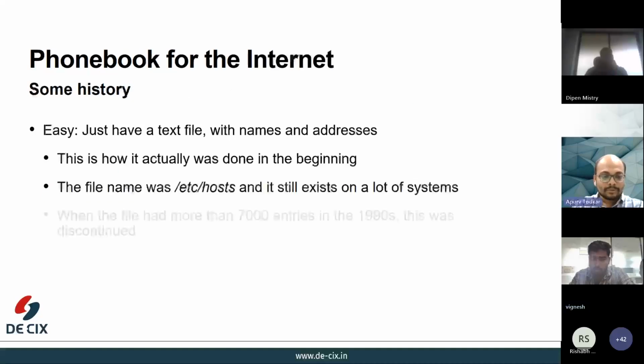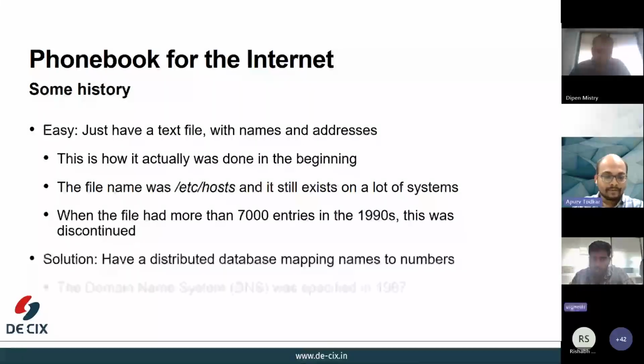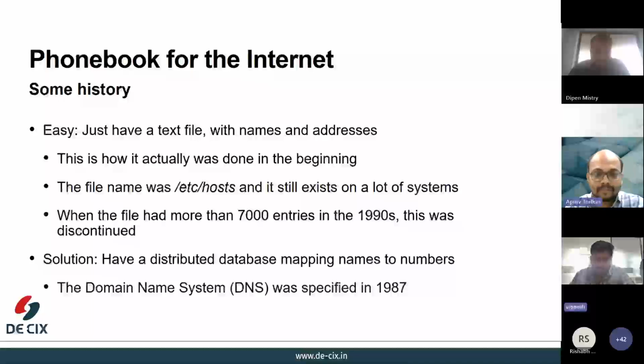So let's go back and look at some of the history. Imagine a phone book that translates a name to a number. You might think it's quite simple. Just create a text file with two columns in it, write down the names in one column and the numbers in the other column. And that's exactly how it started. This file was earlier called etc hosts, and it still exists in many systems today.